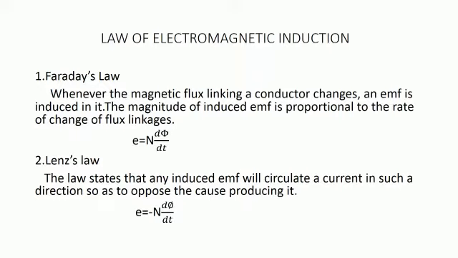The first one is Faraday's law. Whenever the magnetic flux linking with a conductor changes, an EMF is induced in it. The magnitude of induced EMF is proportional to the rate of change of flux linkages. E is equal to N dφ by dt. Otherwise, we can say that the induced EMF is directly proportional to the time rate of change of flux linkages.